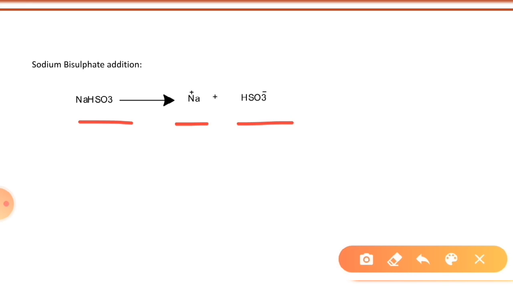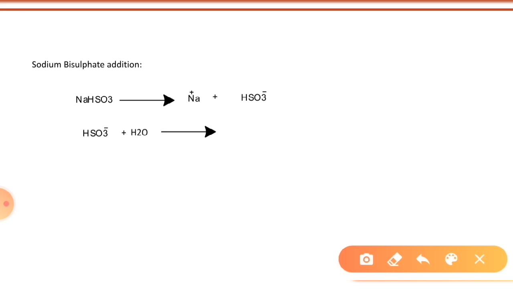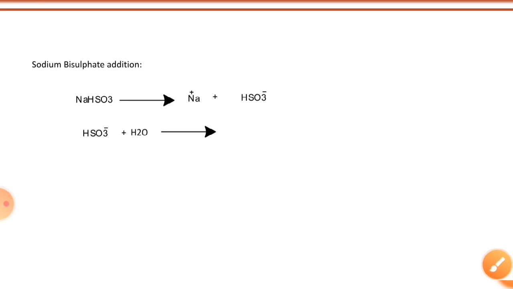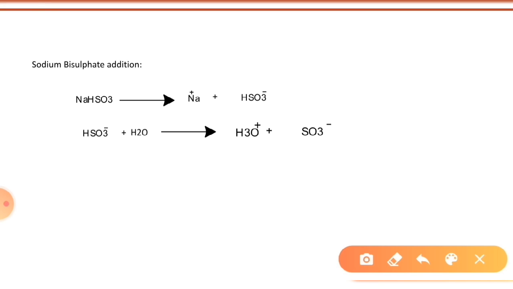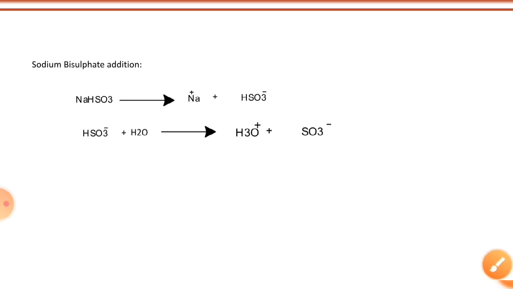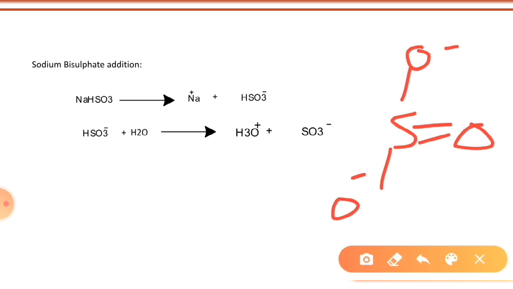Then again in the medium water is also present, and in the next step HSO3 negative will react with water and it will give you H3O plus and SO3 negative, and here SO3 negative will be the nucleophile, and the structure of SO3 negative is like sulfur double bonded O, O negative, O negative. Now the question is, which is the nucleophilic center here? That compound can attack through O negative or through sulfur also.